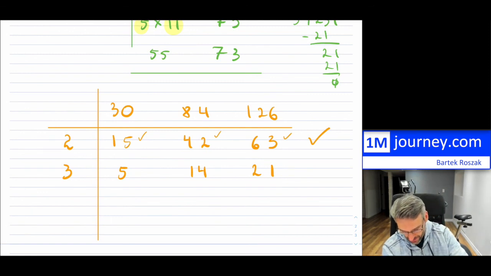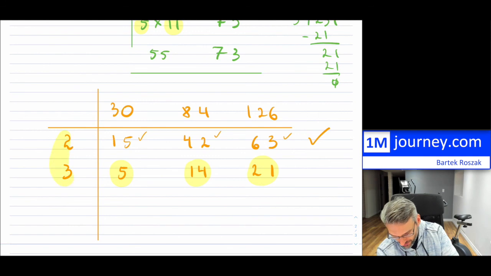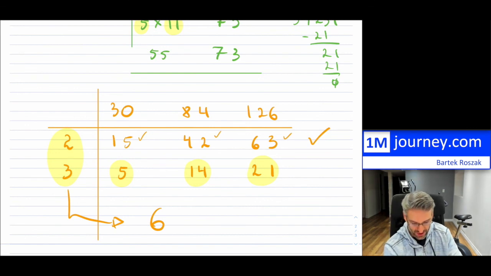Why? Because I have a 5 here, which is prime, and I can't reduce that any further. Which means that 5 doesn't go into 14, and it doesn't go into 21. So I have to stop. So my greatest common factor is going to be the multiplication of these two numbers, which is going to be 6. And that's your greatest common factor.